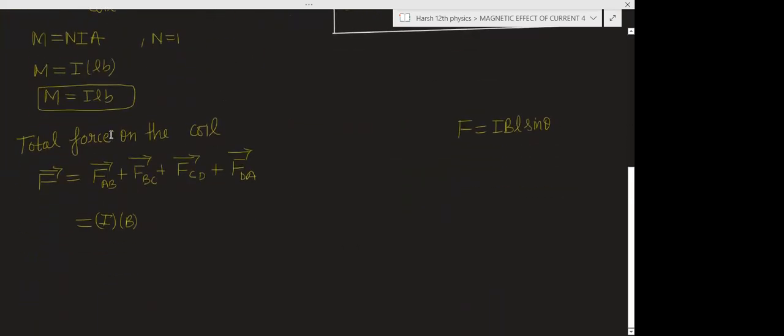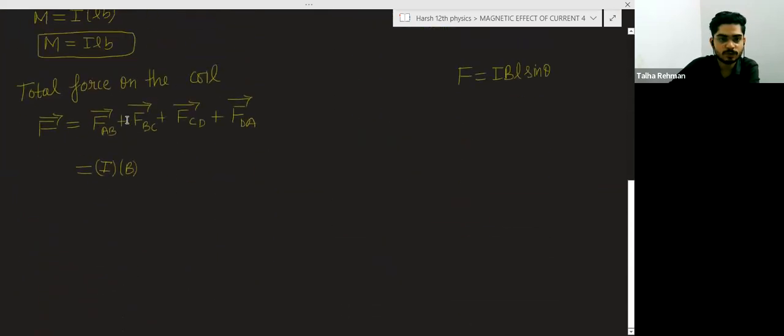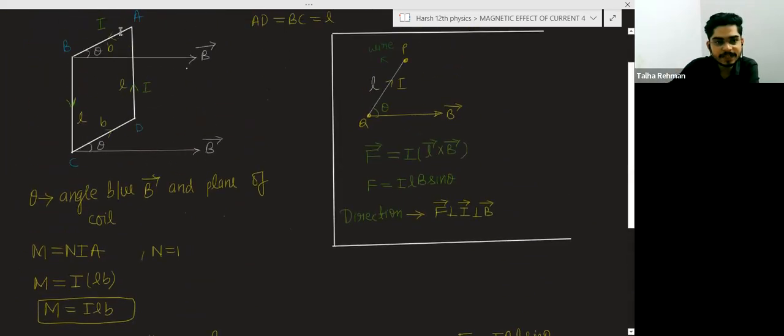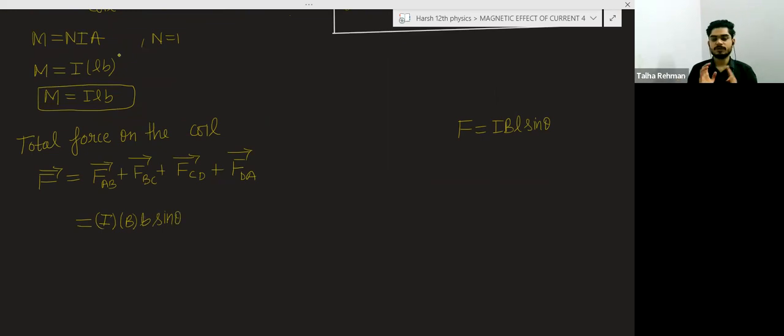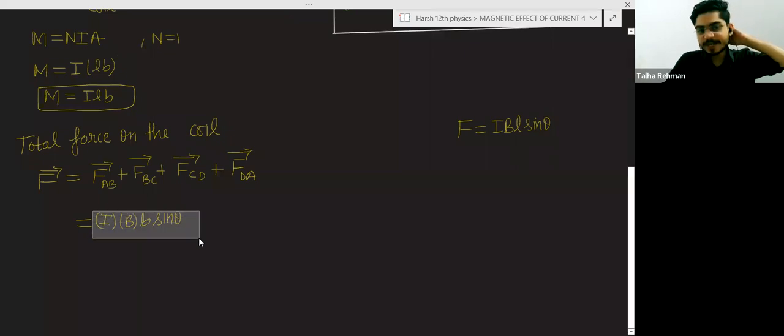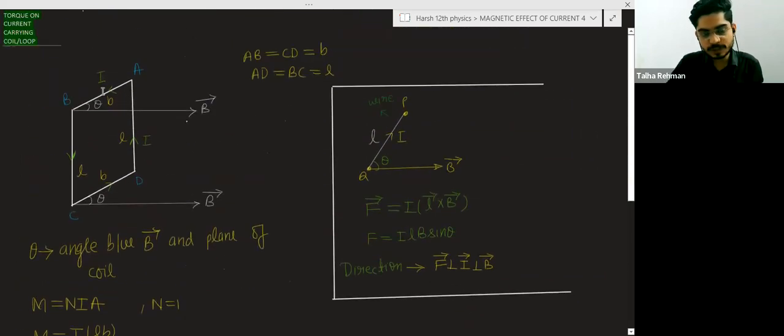I is the current. In the whole of the coil, the current is I. So this is small b. And what is the angle between the magnetic field and this AB wire? Theta. So you will write sine theta. Now, this is FAB. We have calculated. Now, this is just the magnitude, and here is the vector. We have to find the direction of the force on this wire AB.